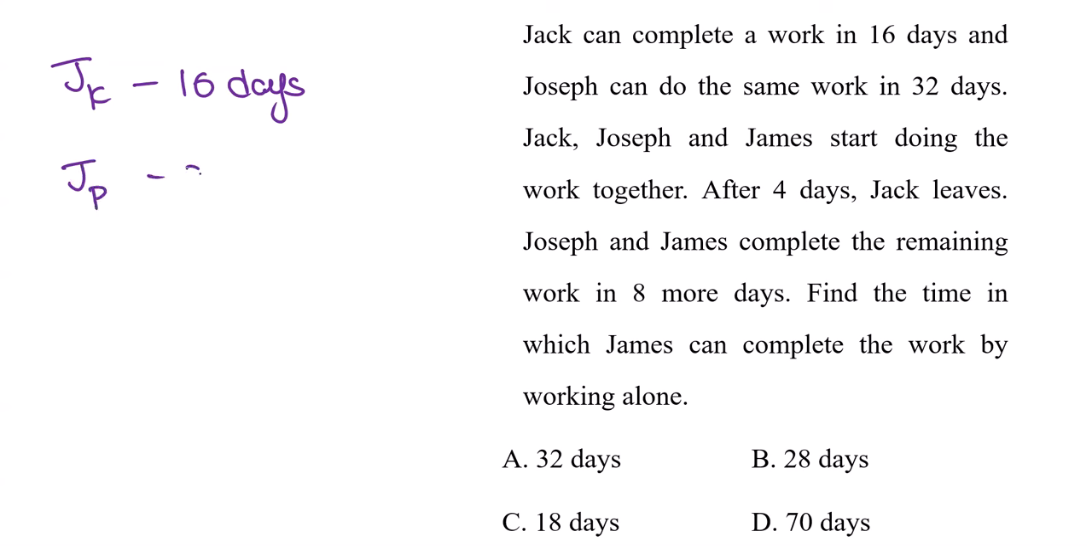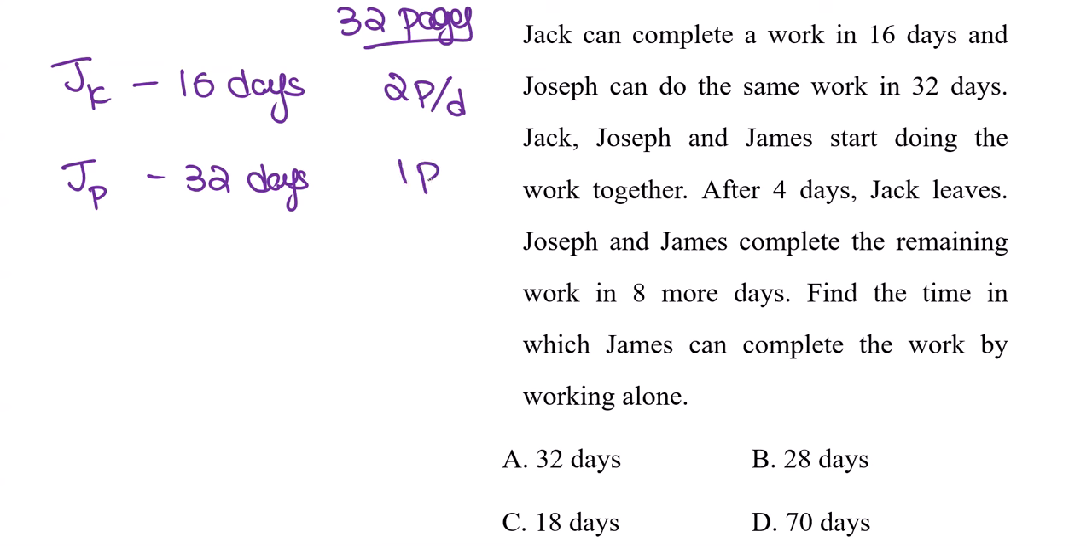Joseph can complete the work in 32 days. Now I can fix the work as around 32 pages. Jack does 2 pages per day, and Joseph can do 1 page per day. James, we don't know, let it be. Okay, no problem.